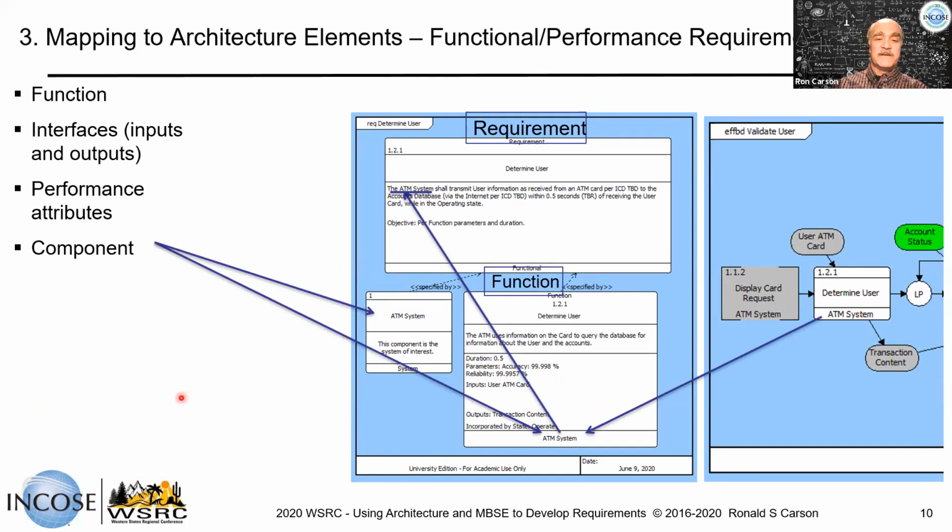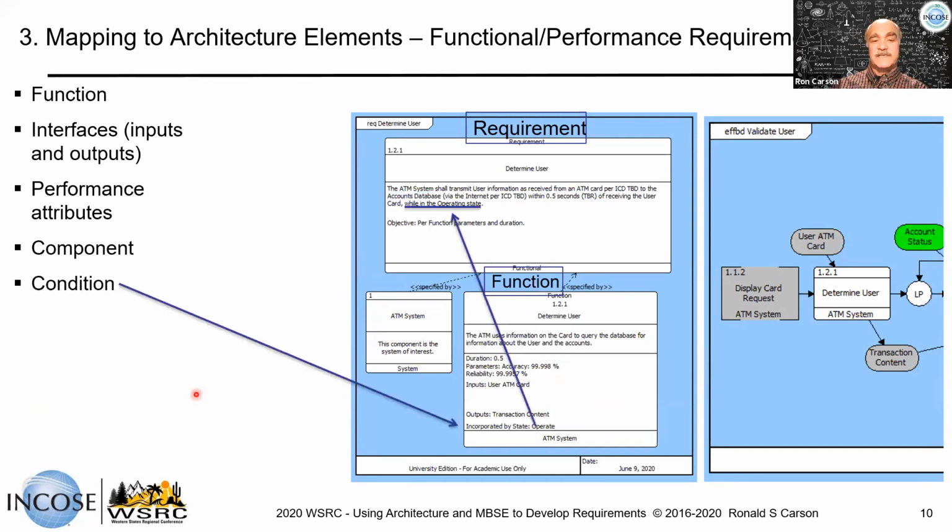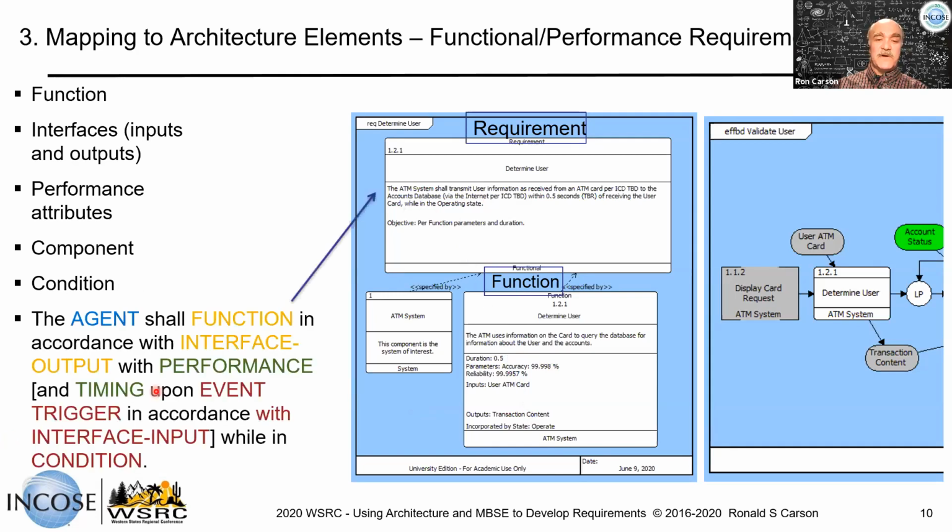The condition element as a state is captured in the function and also in the requirement, in this case in the operating state. The result is that we get all the data necessary to populate the requirement template for the functional performance requirement type. The agent shall function in accordance with interface output with performance and timing upon event trigger in accordance with interface input while in condition.